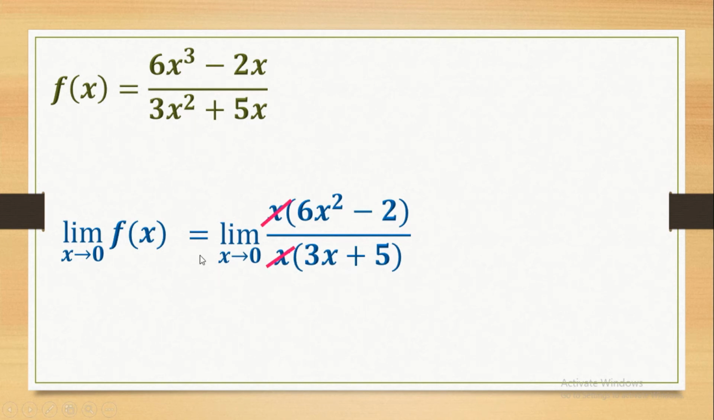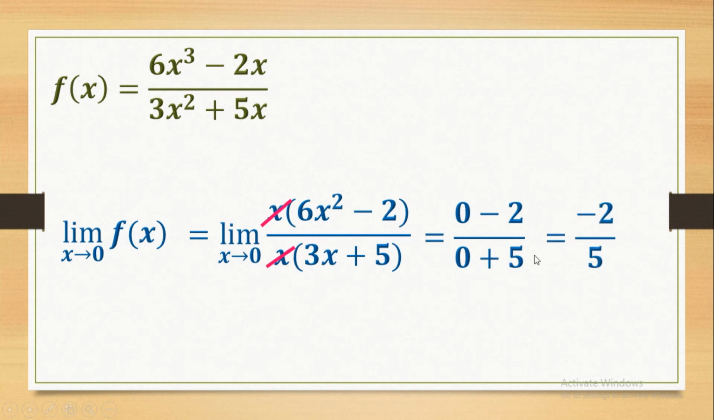Well, then limit as x tends to 0 for 6x squared minus 2 over 3x plus 5. Note that here it will be 0 minus 2 over 0 plus 5. We just replace x by 0. Well, 0 doesn't affect minus and plus, then it's equal to minus 2 over 5. So the indeterminate limits that we have learned about are infinity over infinity and 0 over 0.